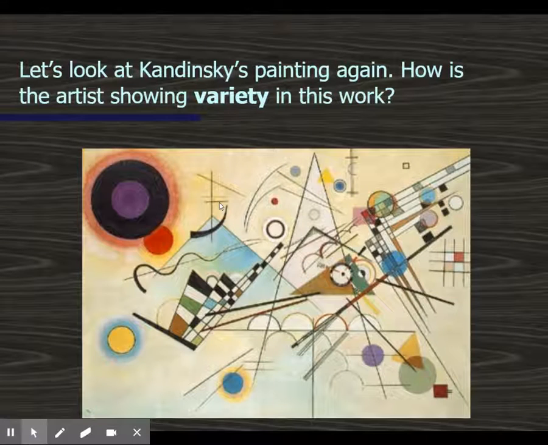So again, here we have the Kandinsky. And we can talk about what variety we have here. If we talk about something as simple as shapes, we have circles versus squares versus triangle shapes. Again, we could talk about lines, where we have straight lines versus curvy lines. We could talk about a variety of color. All of these things create a more interesting composition.